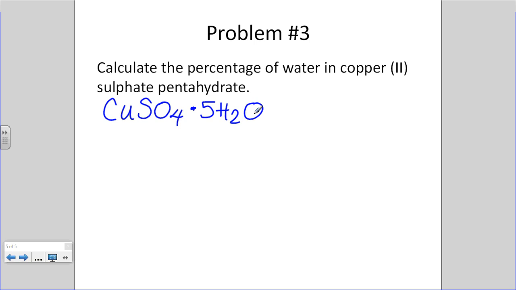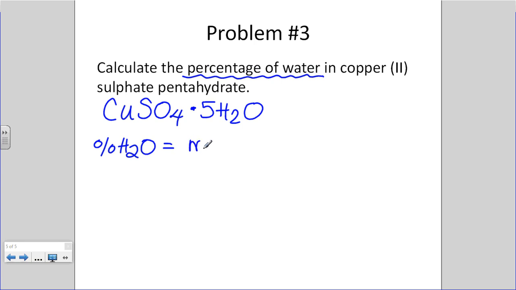Okay, in this question, we're asking for the percentage of water. So how much of this entire sample is water? So here we're not finding the percent composition of the whole thing. We could do that if we wanted. We just want to know, well, what's the percentage of water? Here there's no values given, no experimental data, so we're just going to use molar mass again.